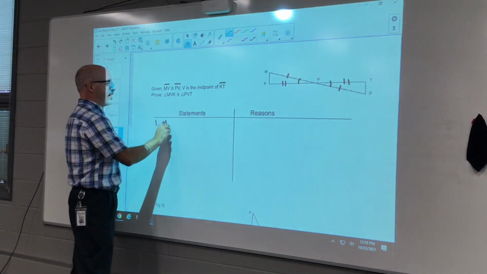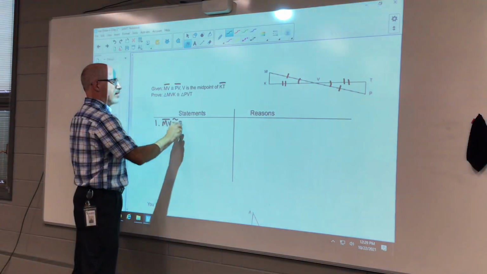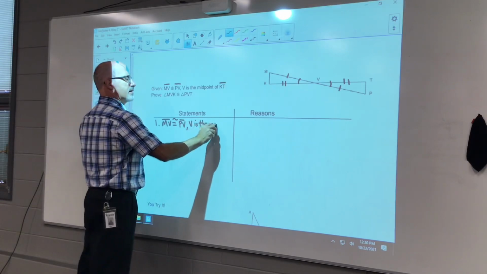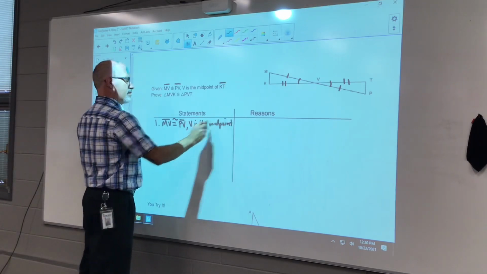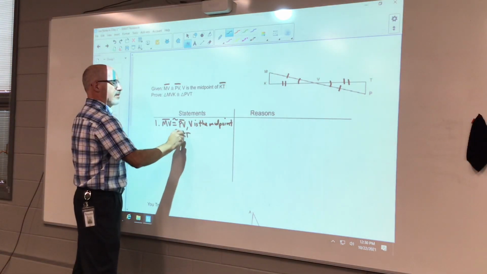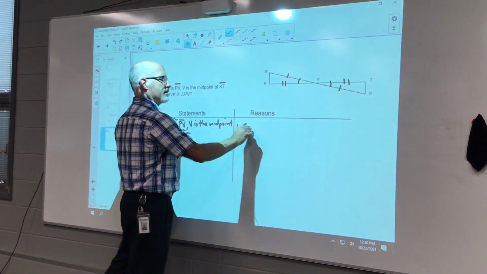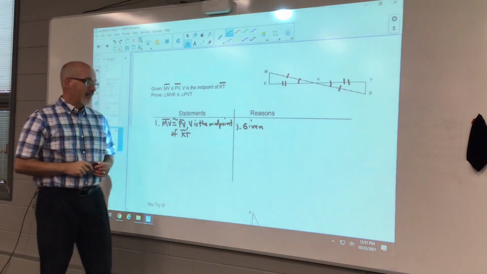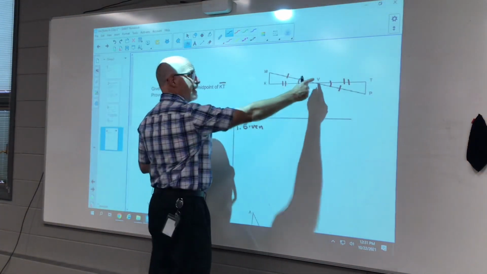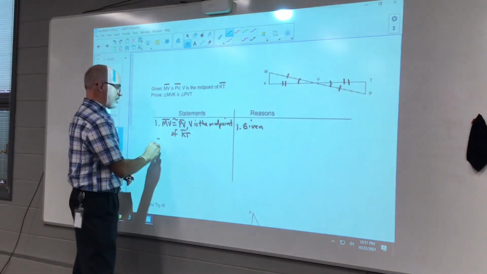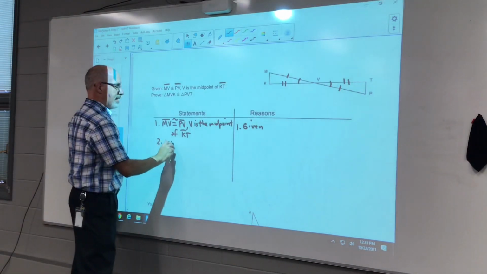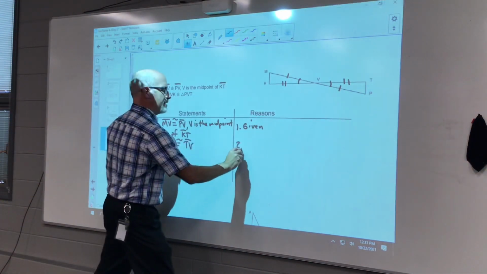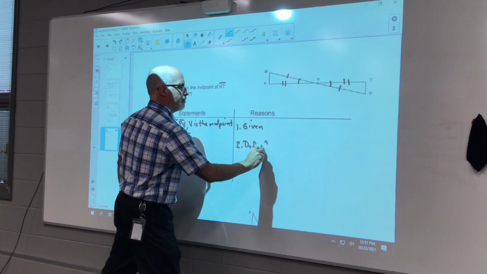So our given is that MV is congruent to PV, and V is the midpoint of KT. Okay, that's our given statement. Now let's go to our second step. I'm going to use the fact that V is the midpoint, and now that gets me the next step of saying that KV is going to be congruent to TV, and that's by the definition of midpoint.